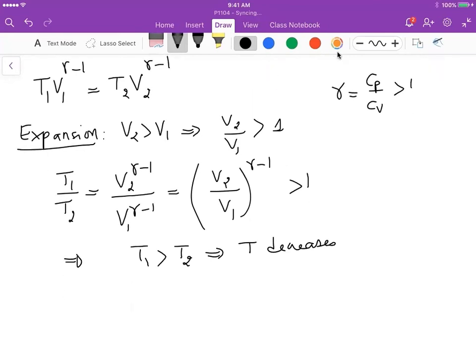Okay, so we can say that an adiabatic expansion of an ideal gas always occurs with a drop in the temperature. Now, let's see the case of a compression. For a case of a compression, we expect the opposite, but we will check this together.